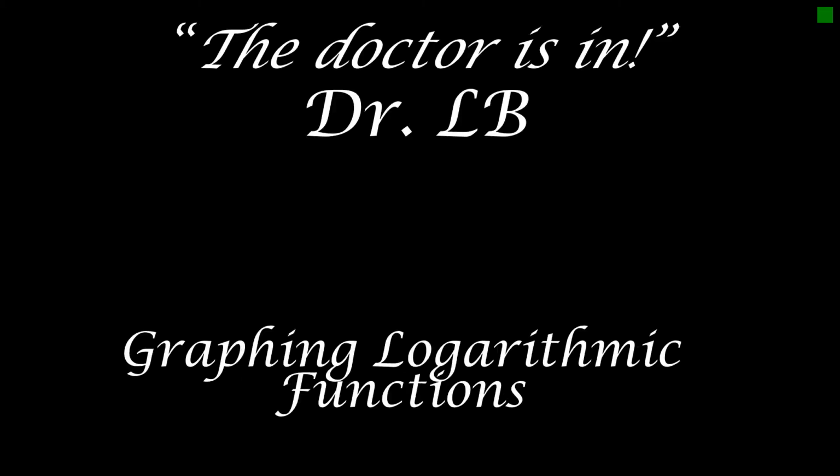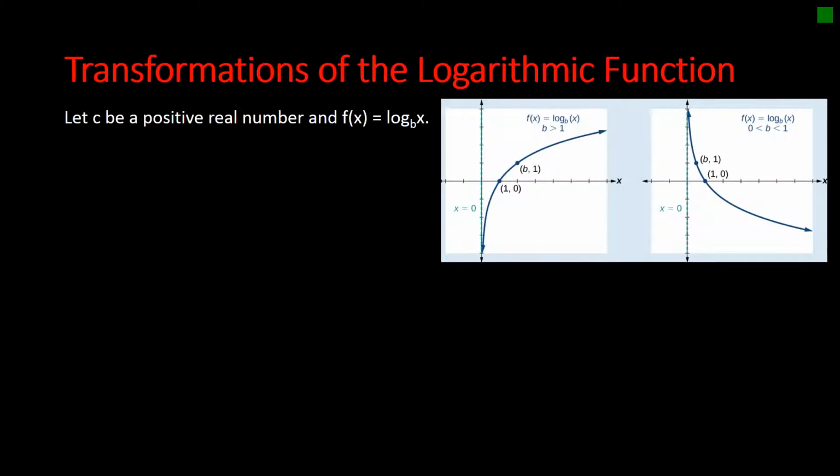Today, we're going to graph logarithmic functions. In the last lecture, where we introduced logarithmic functions, we showed the two graphs. The first graph here is where b is bigger than 1, and we notice that we have these two important points, (1, 0) and (b, 1). And here b is between 0 and 1. Again, you have (1, 0) and (b, 1) as important points. You have a vertical asymptote. So we need to see what doing transformations do to these graphs.